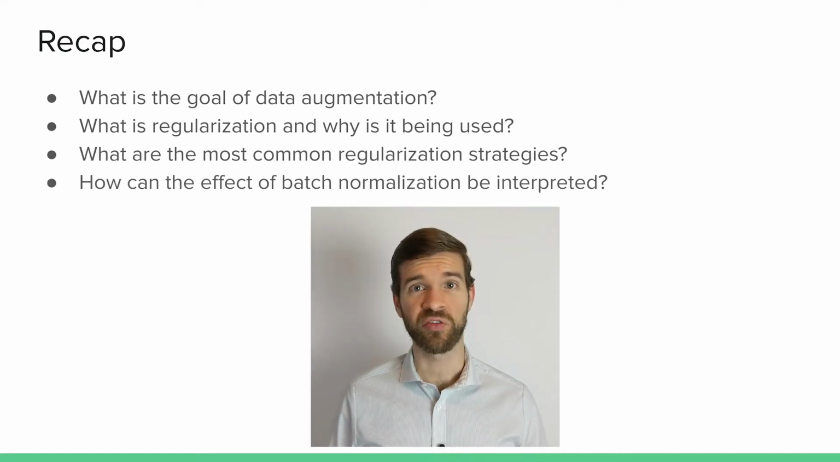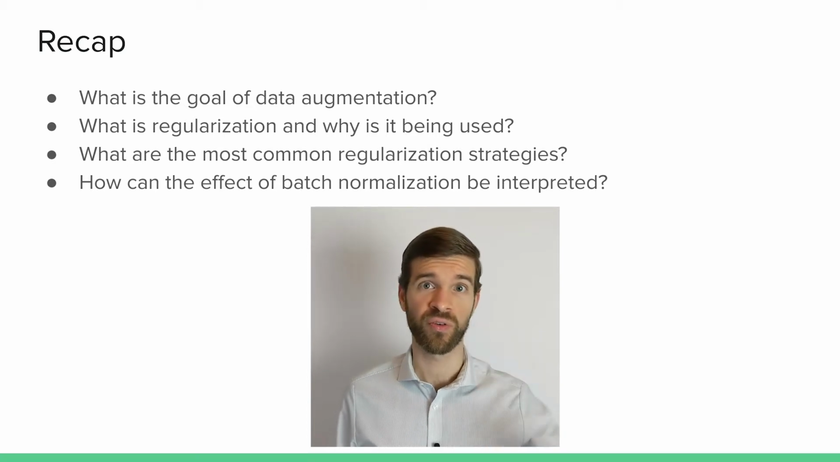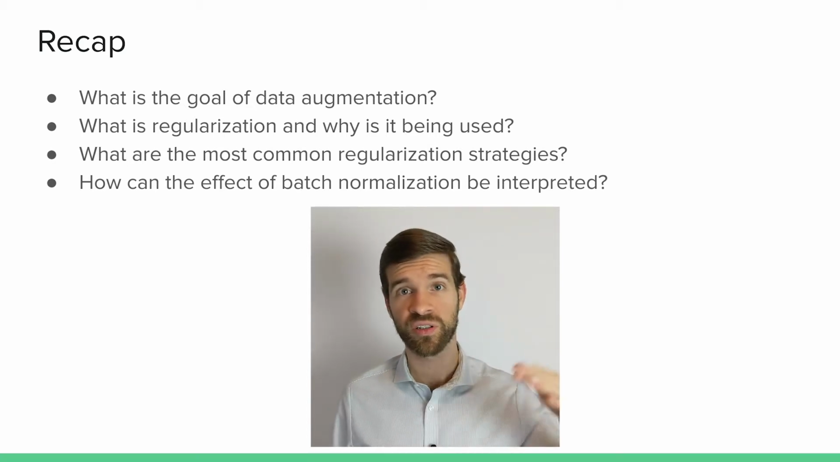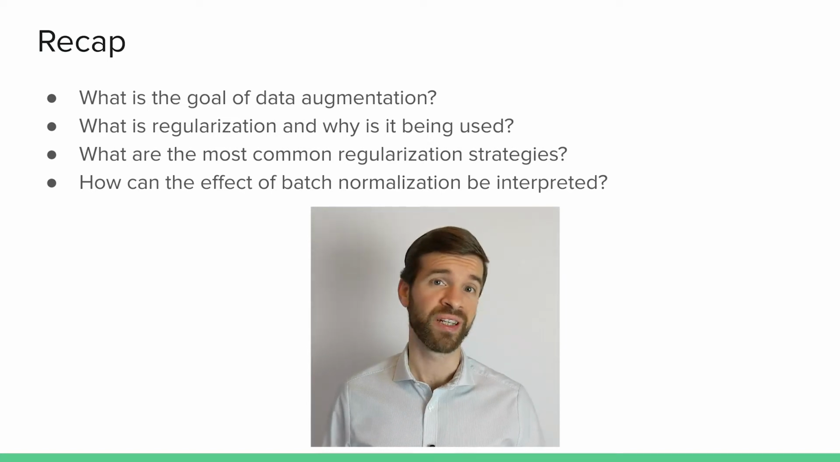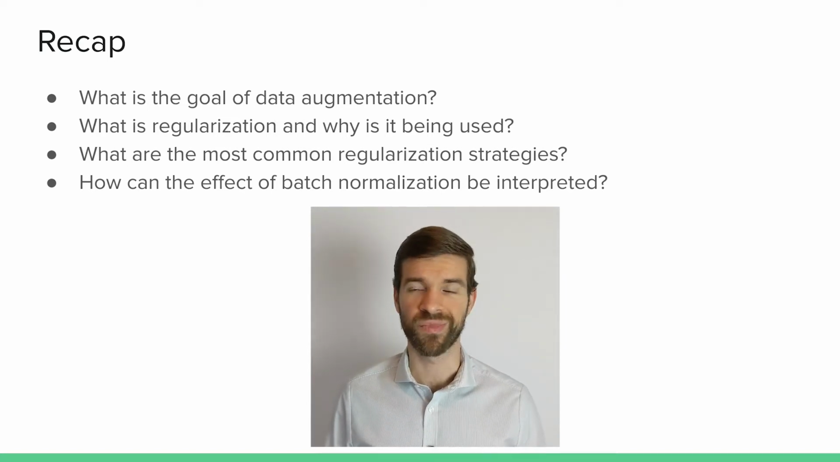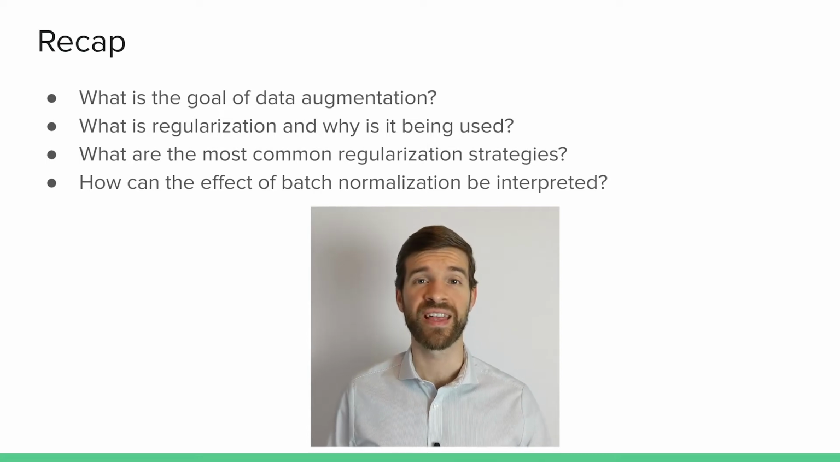How can the effect of batch normalization be interpreted? Batch normalization was thought of as reducing this internal covariate shift of the distributions inside our network shifting constantly, but it turns out that a more probable explanation for the effect of batch normalization is that it smoothes the gradient, and by smoothing out the gradient it's easier for us to walk downhill towards the valley of our gradient.